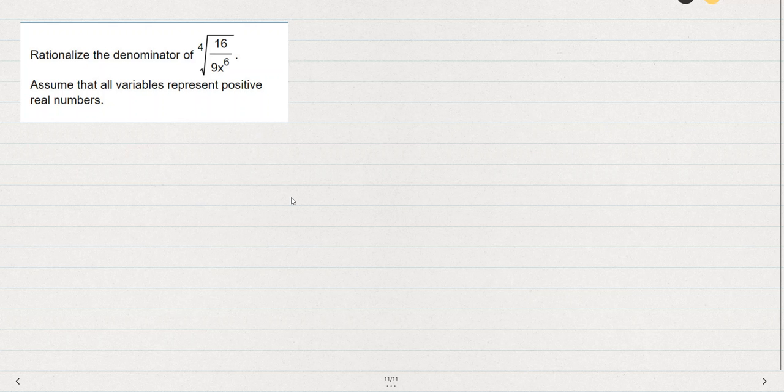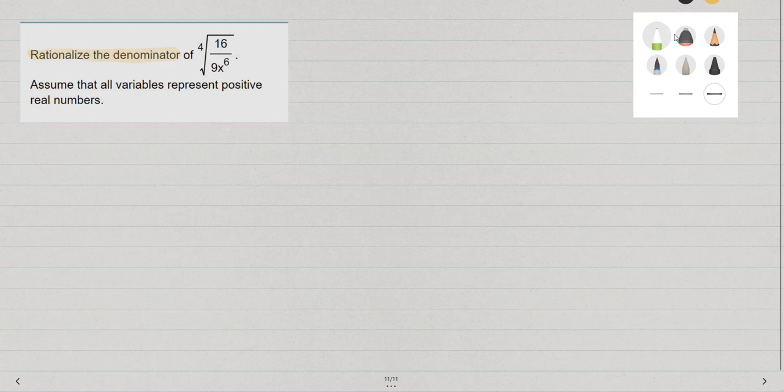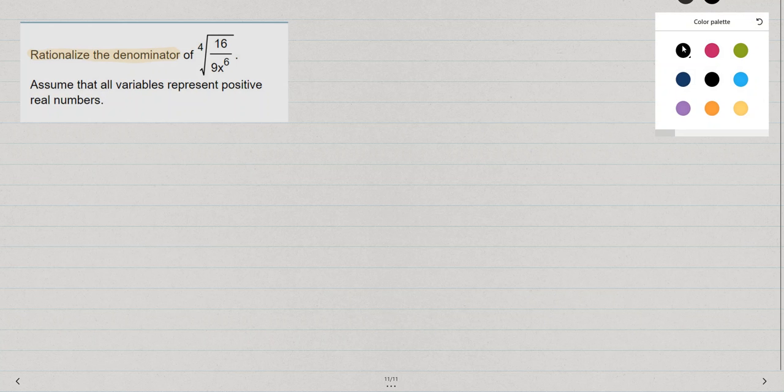This example was sent in from a student, and I'm so thankful to have received it. This is an excellent example of some of the simplifying that we can do with radical expressions. Specifically, this example is asking us to rationalize the denominator. The first step is to understand what that means. What does it mean to rationalize a denominator?